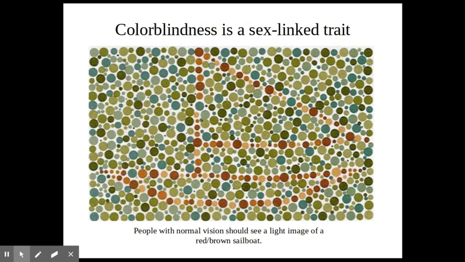Color blindness is an example of a sex-linked trait. People with normal vision should see a light image of a red-brown sailboat in this picture. If you cannot see that image, you may be colorblind.